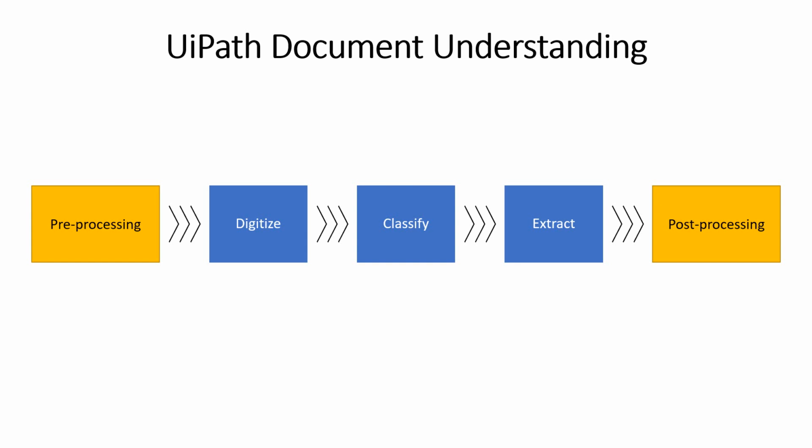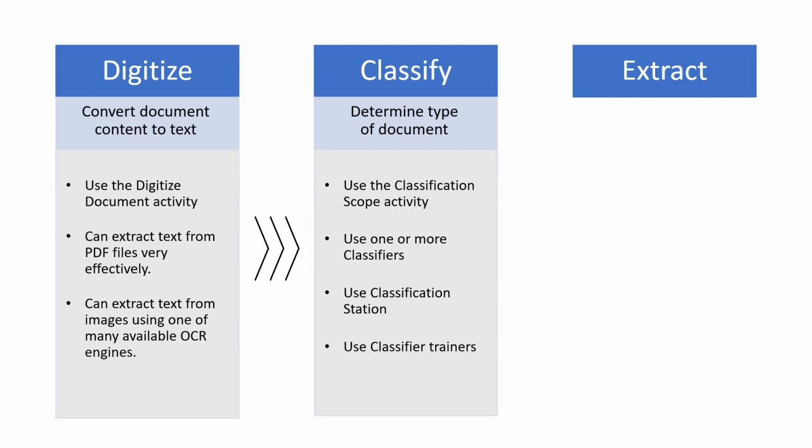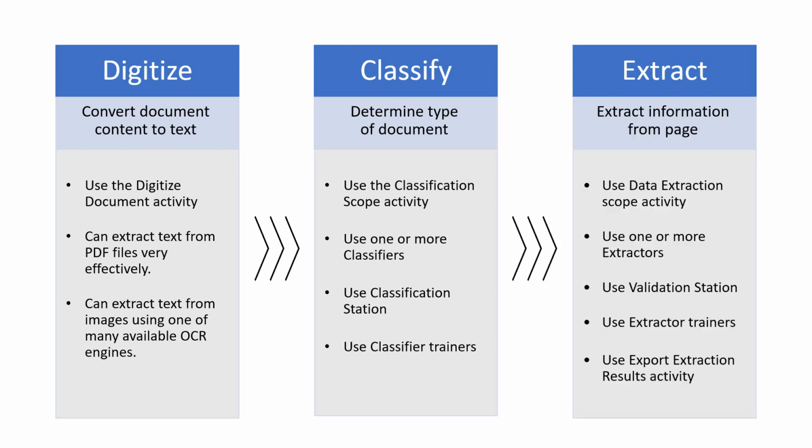So those are the three main steps that we're dealing with in this series: digitizing, classifying, and extracting. If we look at these in a little more detail, digitizing is simply converting whatever is in the document to text. Classifying is determining what kind of document we are dealing with. And we use the classification scope activity to do that, along with one or more classifiers. We can also use what's called the classification station if we are not sure about the classification that the machine comes up with.